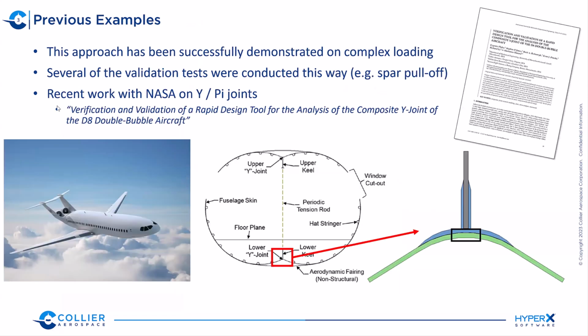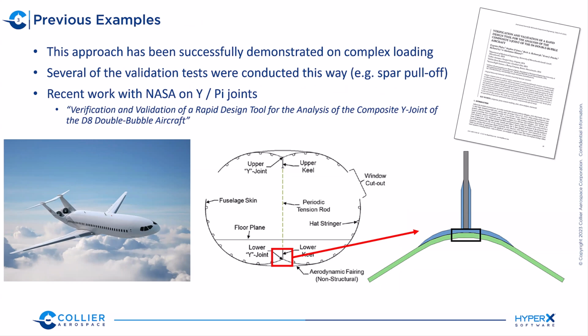So this is a process that we've done quite a few times pretty successfully as well. That previous example, that spar pull-off, is actually something we've done as part of the validation of the tool. So the validation data we collected under the NASA Advanced Composites project included spar pull-off, and we did apply loading in this way to successfully validate the tool against it.